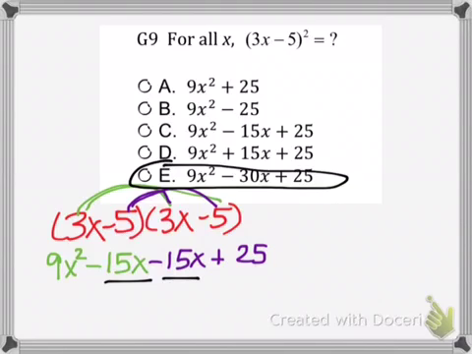And then I used the purple lines to show distributing the -5. -5 times 3x is -15x. And -5 times -5 is +25. When you combine your like terms, your -15x and your -15x, you get -30x. So the answer is D.